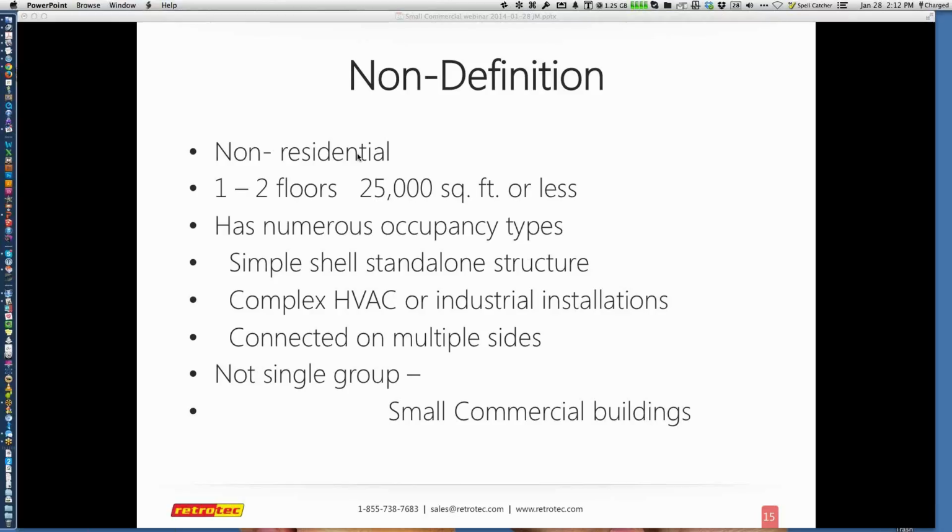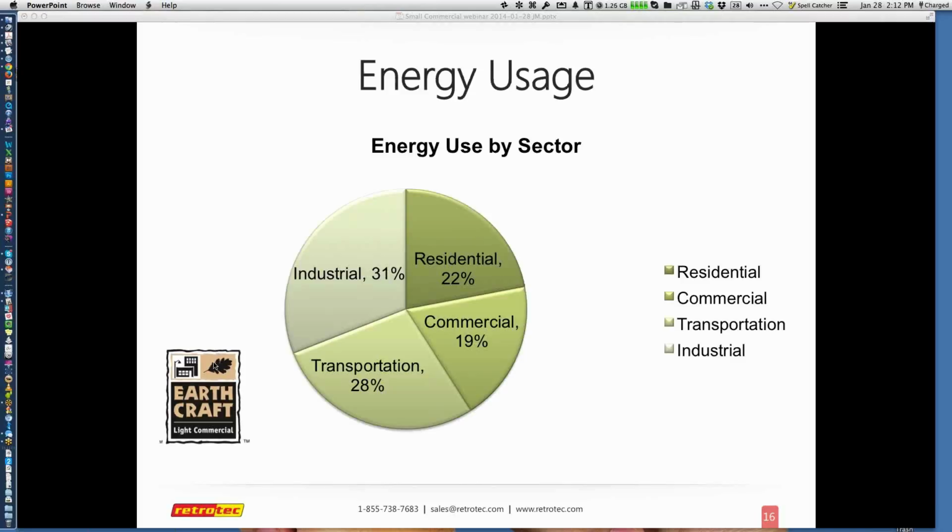Here's a general reminder about energy use by sector. I borrowed this slide from Earthcraft, the South-based Earthcraft program. It's a common number. So you can see the commercial is around 19%. Only the industrial and transportation kind of exceed that, but in general, our commercial side and residential usually run near each other. There's a lot of room for energy audits and energy improvements with these types of structures.